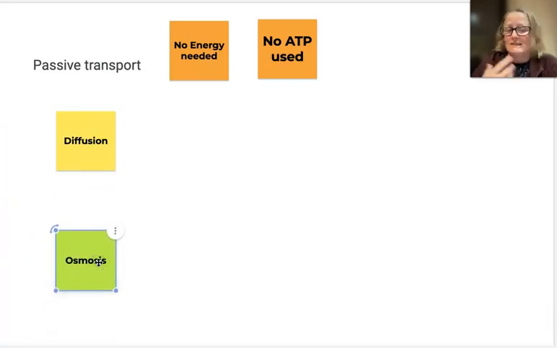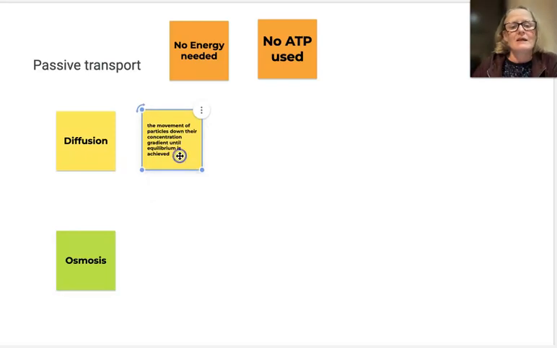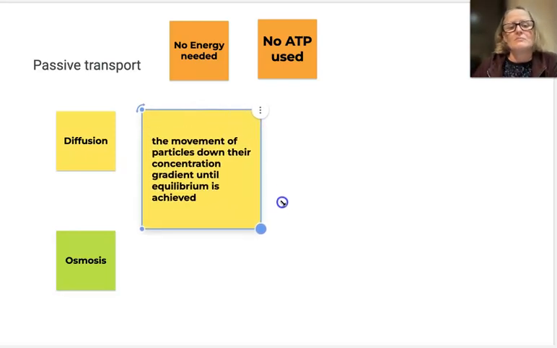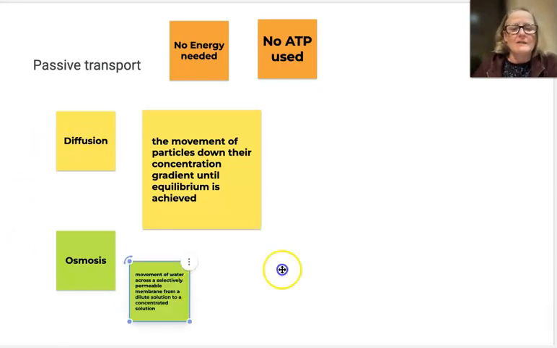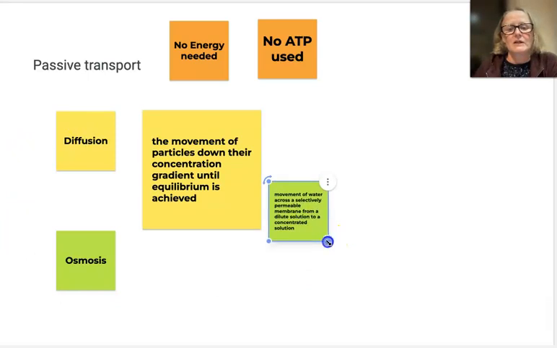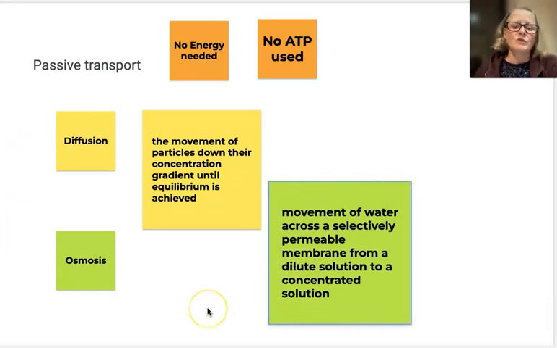They are very similar in that they involve movement down concentration gradients with no energy needed, but the definition is slightly different because the things that are moving is different. So the definition for diffusion is the movement of particles down their concentration gradient until equilibrium is achieved. And the definition for osmosis, matching in green here, is the movement of water across a selectively permeable membrane from a dilute solution to a concentrated solution.